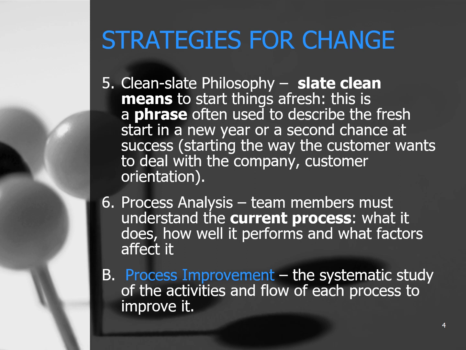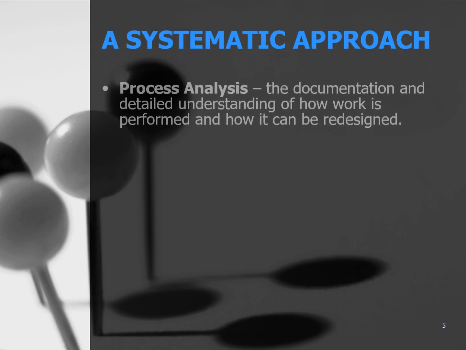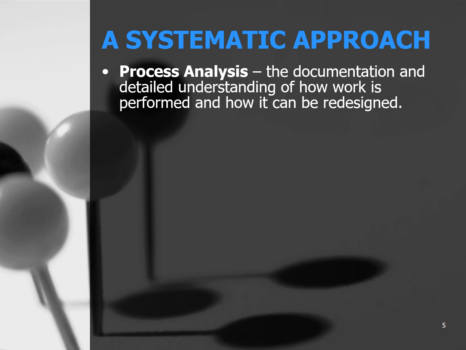Now, let's move on to the process improvement. Process improvement is the systematic study of the activities and flow of each process to improve it. Process analysis is the set of tools used to identify opportunities for improvement, document current processes, evaluate processes to find performance gaps, redesign processes, and implement desired changes. This is what we call the systematic approach.